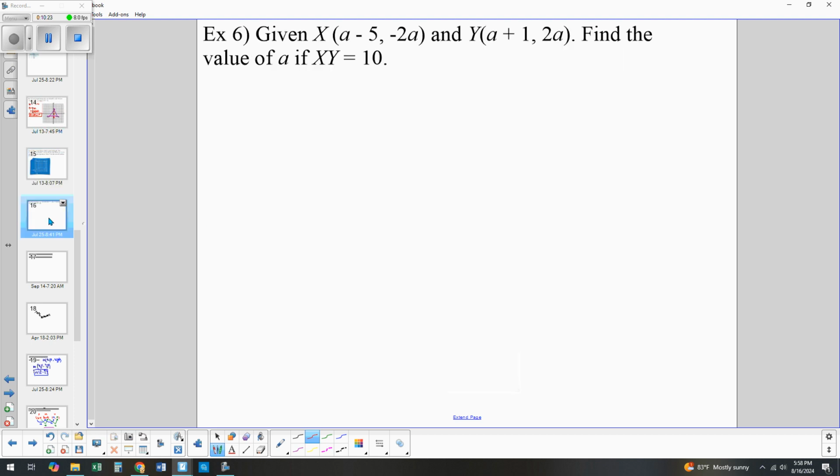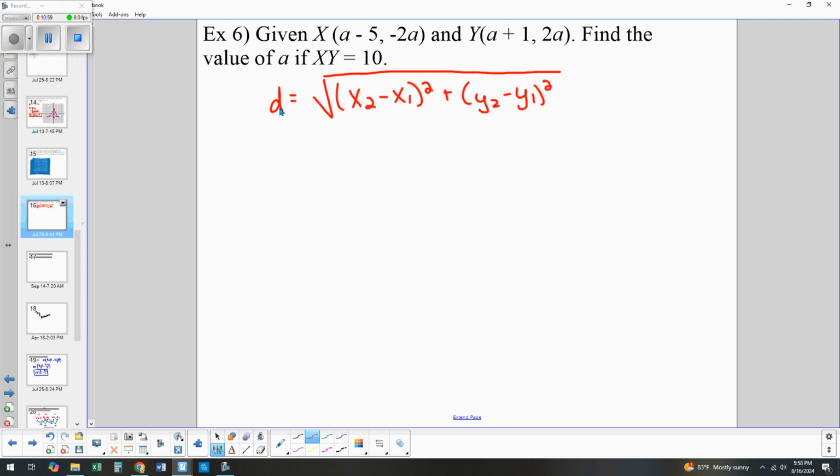Example 6. So we are given 2 points, x and y, but we have variables for their coordinates. And they say find the value of a if xy equals 10. So they're telling me the length of segment xy is 10 units, which means the distance between x and y is 10. So I'm going to start with the distance formula. I'm going to write it out because this is a problem that shouldn't be too difficult, but there are definitely many ways to make silly mistakes.